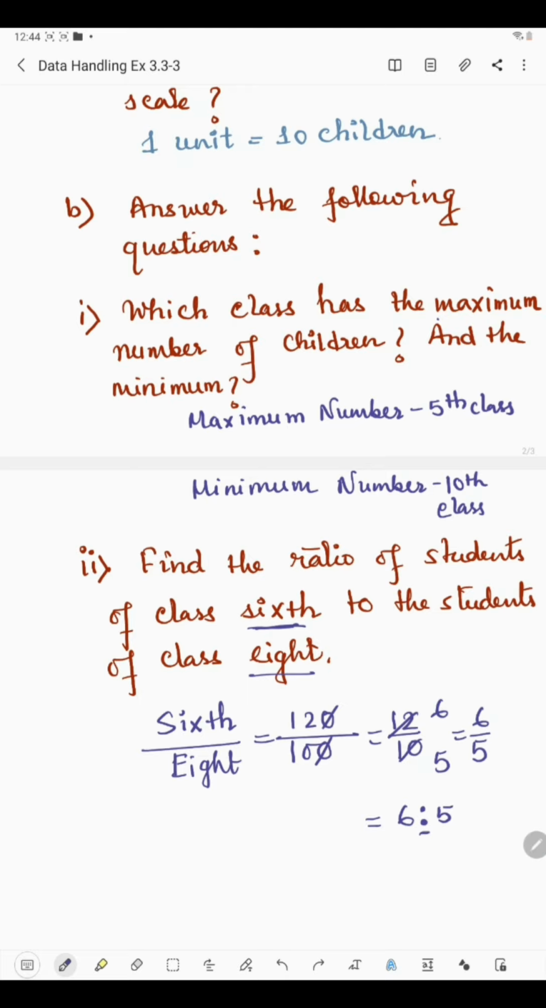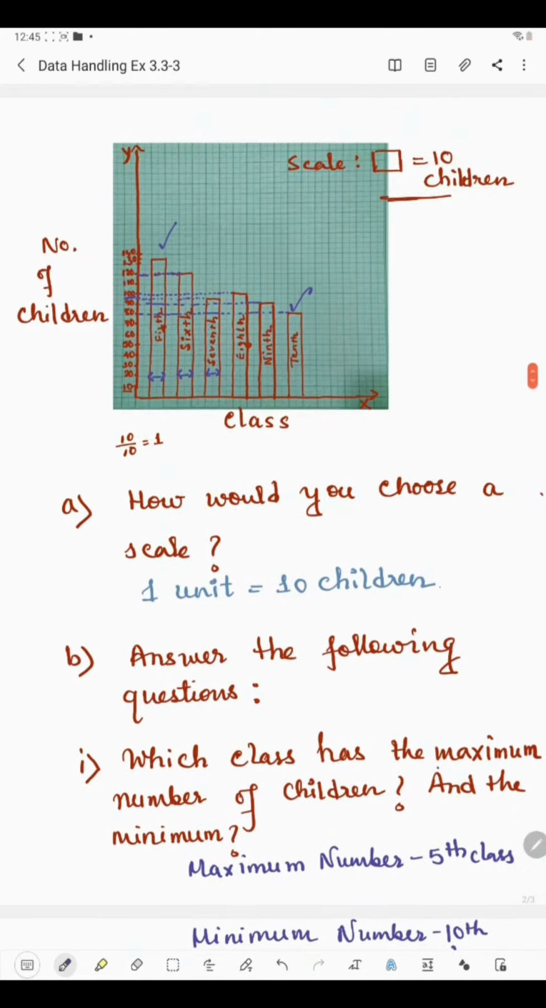Okay, so this is the symbol of ratio. So this was all about question number 3.